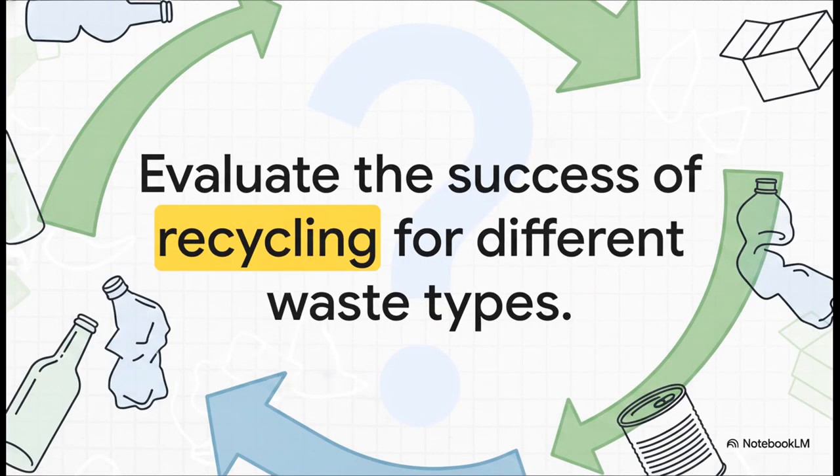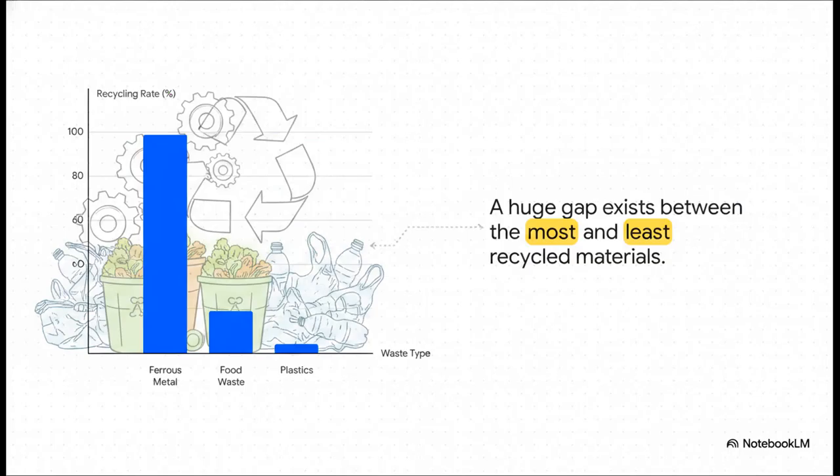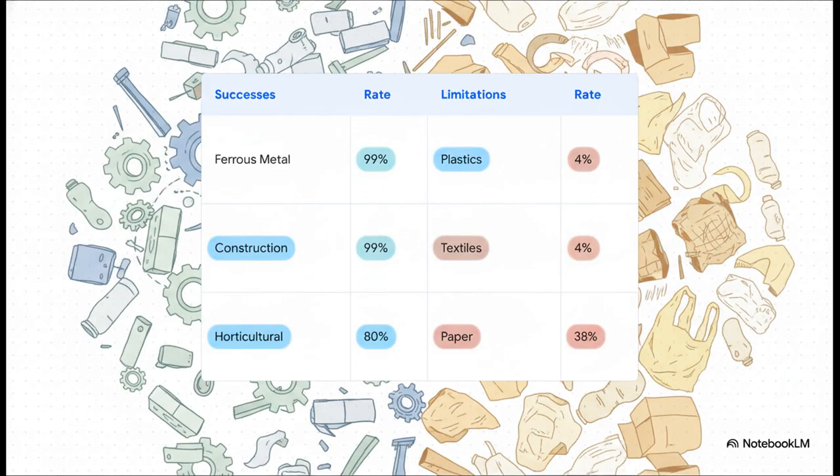All right, now we have to evaluate. That means looking at the data and weighing the evidence. And wow, look at this chart. You can see a huge difference in recycling rates across materials. So the big takeaway? Metals do great, but plastics and textiles, not so much.